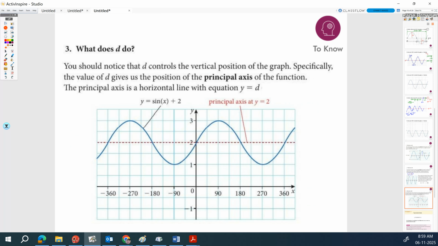We can see here on this slide what D does. This is the easiest one. This is the number that we have at the end. It's our principal axis. This is the line y equals D. And that covers what we've looked at for today.